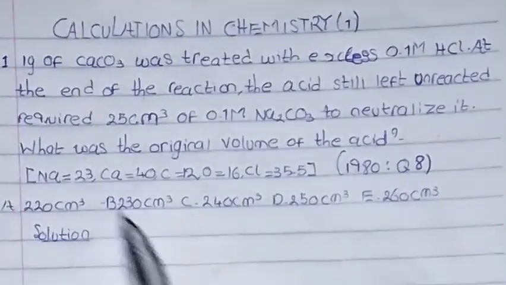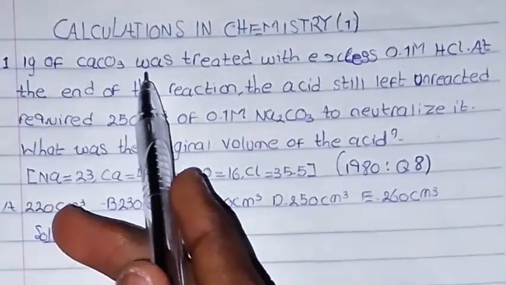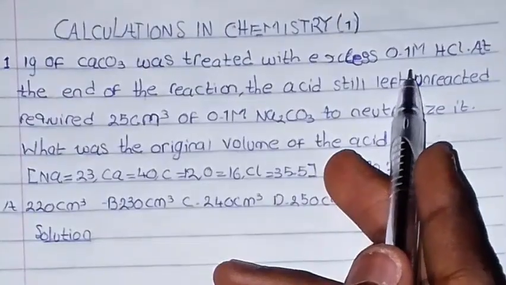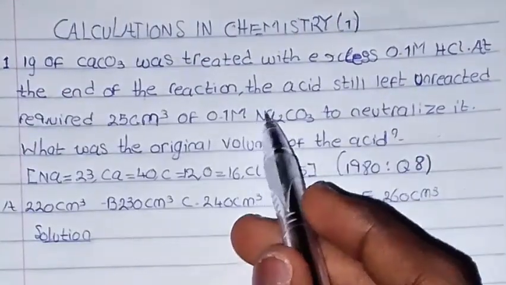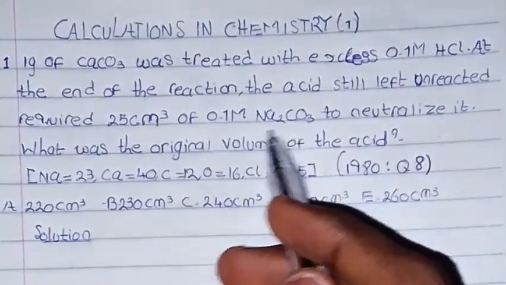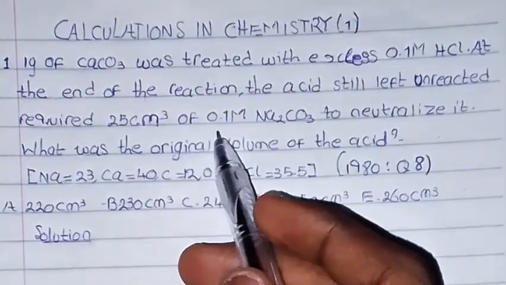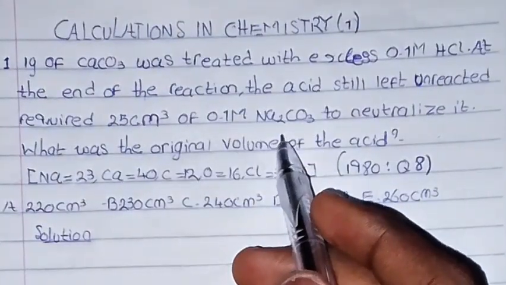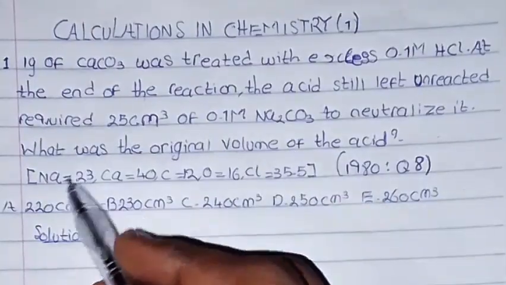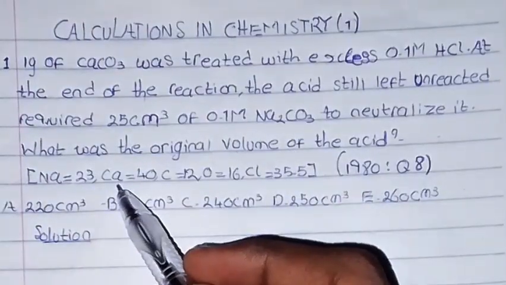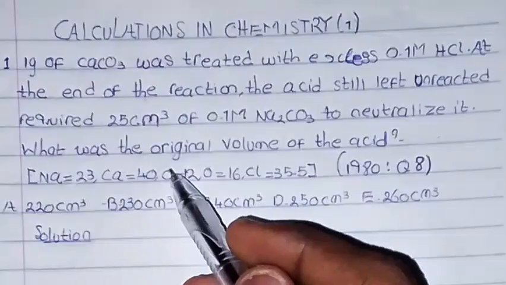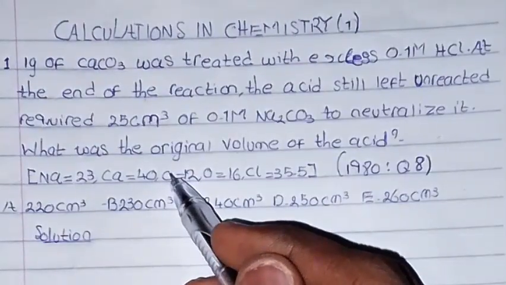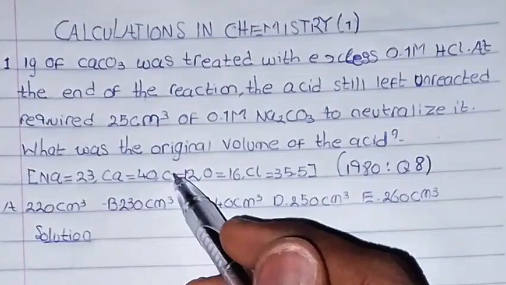We have a question that says 1 gram of calcium carbonate was treated with excess 0.1 molar HCl. At the end of the reaction, the acid left unreacted required 25 cm³ of 0.1 molar sodium carbonate to neutralize it. What was the original volume of the acid? Given that sodium is 23, calcium is 40, carbon is 12, oxygen is 16, and chlorine 35.5. This was taken from 1980, question 8.